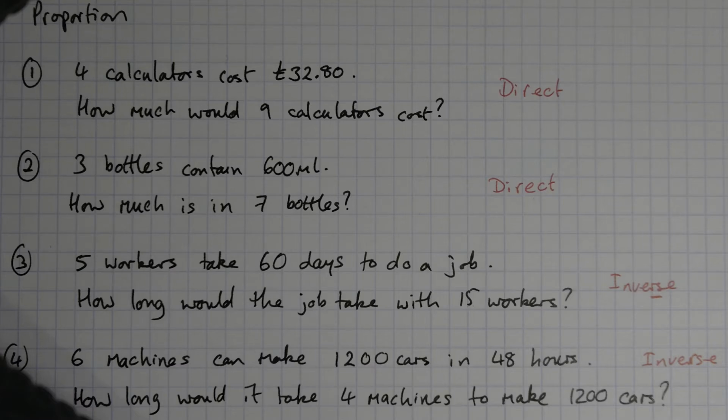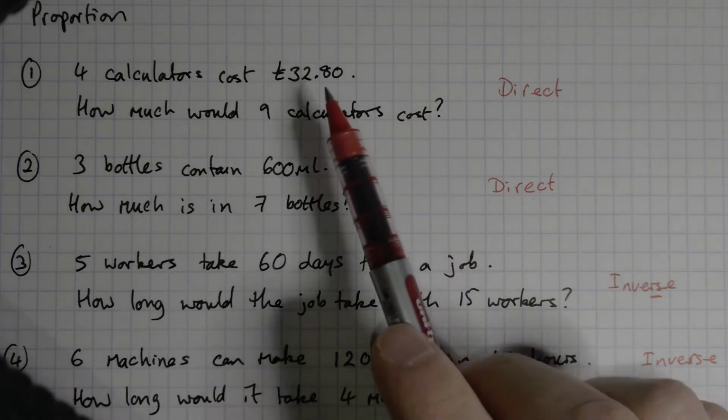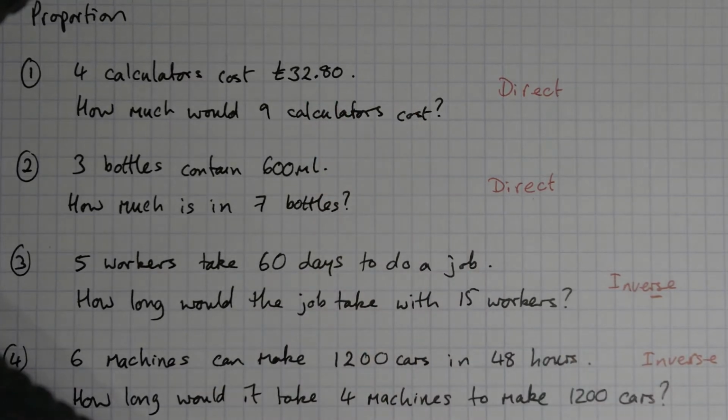I think questions 1 and 2 you'll probably be fairly familiar with from primary school and from year 7, but I will take you through the method just quickly. Suppose I had 4 calculators cost me £32.80. I'll assume they cost the same amount each. Then I should be able to work out how much 9 calculators cost.